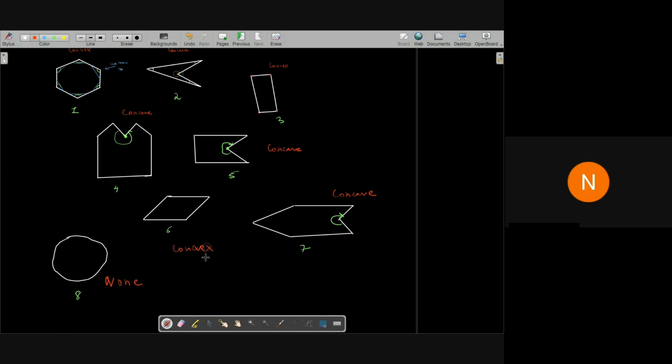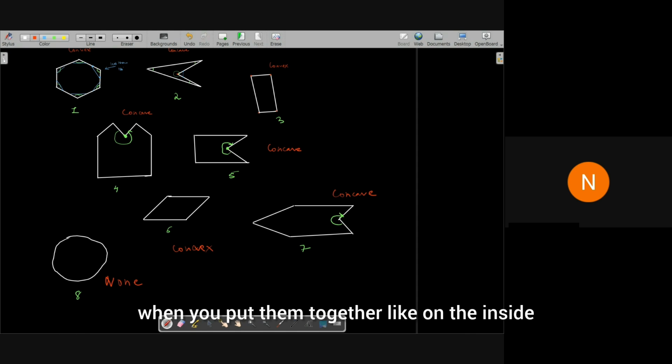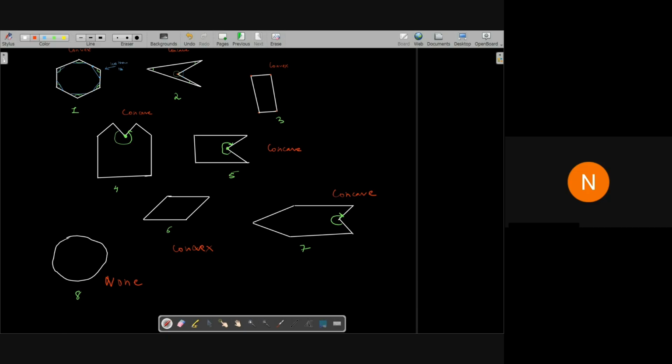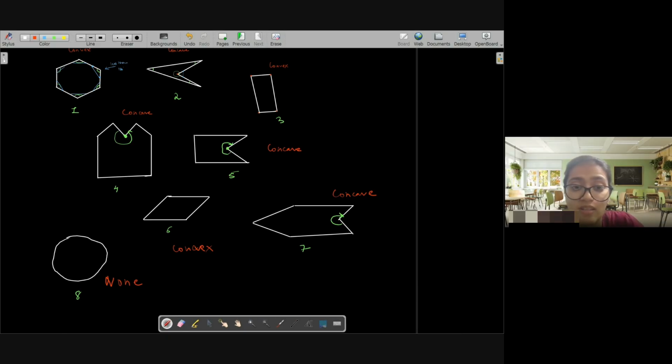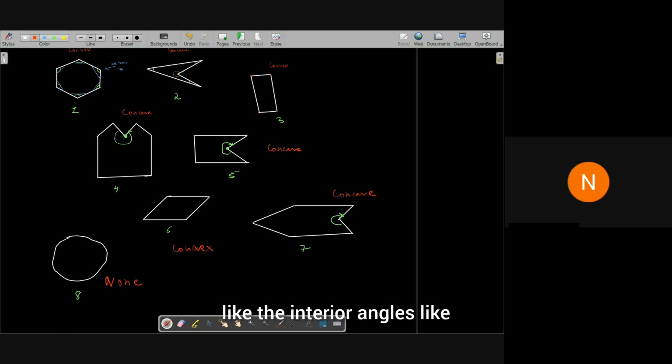Wait, but like, right? So concave is like the angles are on the inside, like when you put them together they're on the inside, and convex is on the outside. What is inside or outside? Like the interior angles, when you connect them with line segments, if it's convex, you're gonna get an inside triangle, and if it's concave, you're gonna get an outside triangle.